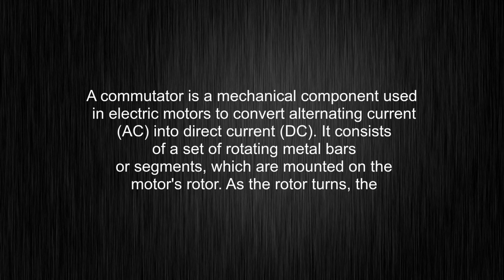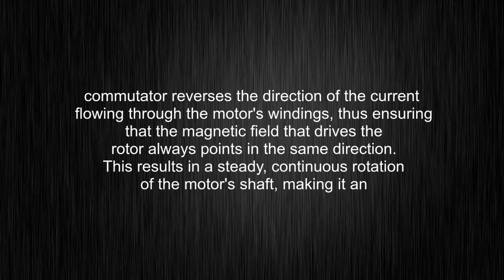A commutator is a mechanical component used in electric motors to convert alternating current, AC, into direct current, DC. It consists of a set of rotating metal bars or segments, which are mounted on the motor's rotor. As the rotor turns, the commutator reverses the direction of the current flowing through the motor's windings, thus ensuring that the magnetic field that drives the rotor always points in the same direction.